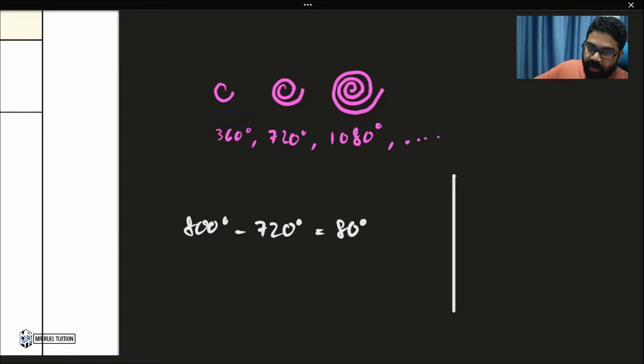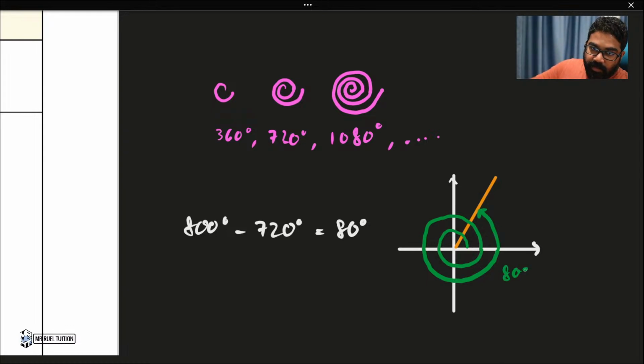So actually class is like this. Kenapa kita tolak gandaan 2 pi ataupun 360? Why are we subtracting the multiples of 2 pi or 360? Because 800 will be like this. So we start from here. Mula dari sini. One round 360, another round 720 and then alamak. And then from here 80. This is 800.